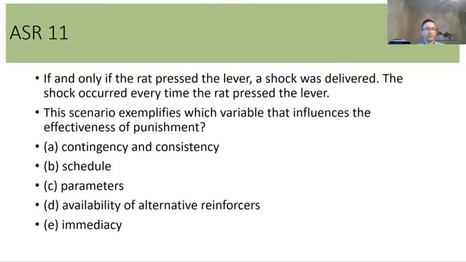Okay, ASR 11. If and only if the rat pressed the lever, a shock was delivered. The shock occurred every time the rat pressed the lever. This scenario exemplifies which variable that influences the effectiveness of punishment? A. Contingency and consistency. B. Schedule. C. Parameters. D. Availability of alternative reinforcers. Or E. Immediacy. A couple more seconds. Alright, I'll close the poll. The answer here is A. Contingency and consistency.